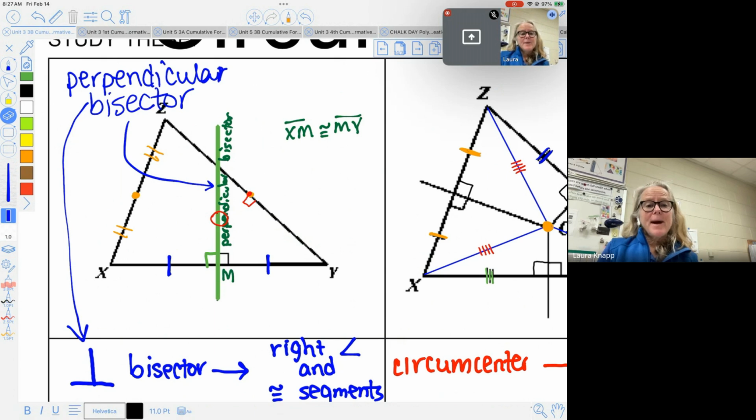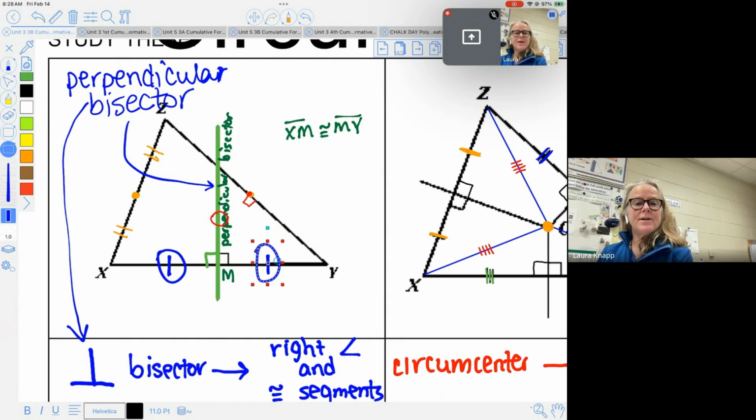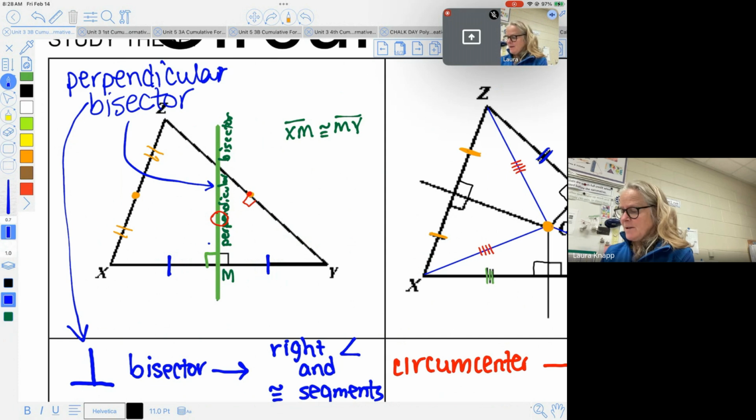The perpendicular bisector creates right angles. Look at the right angles. And it creates equal segments along the same side of the triangle. That's why it's called a bisector. So perpendicular means we got the right angles, and bisector means we've got those tick marks.